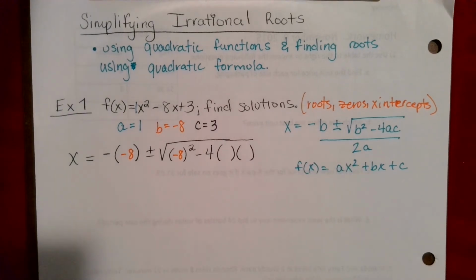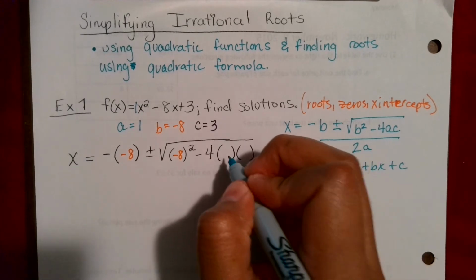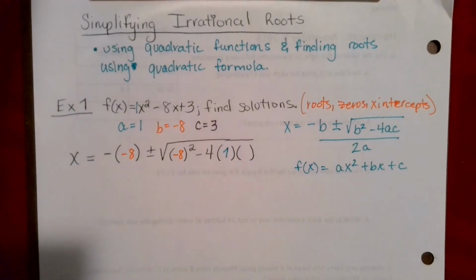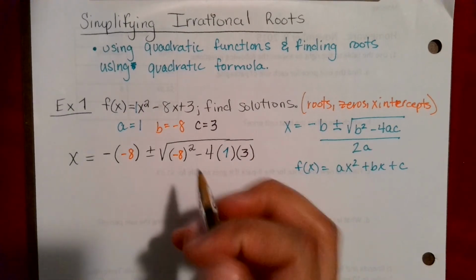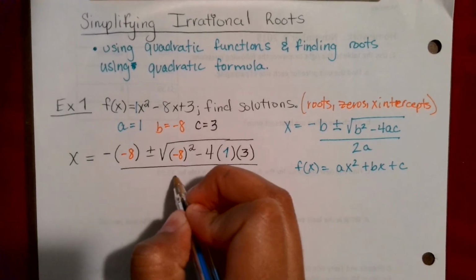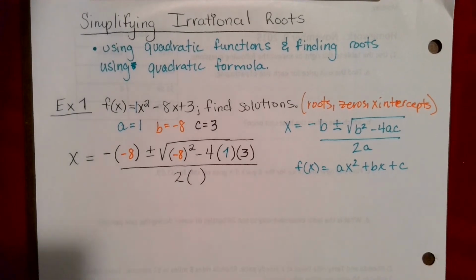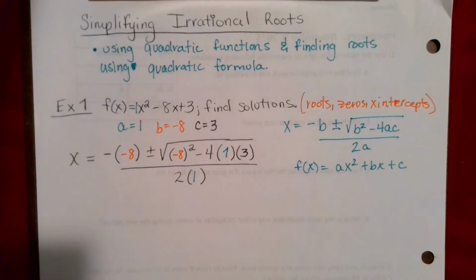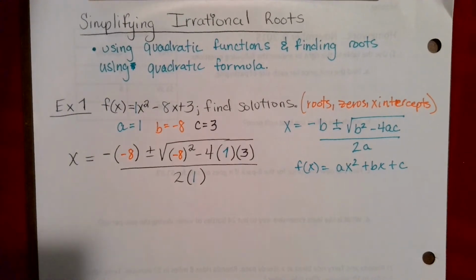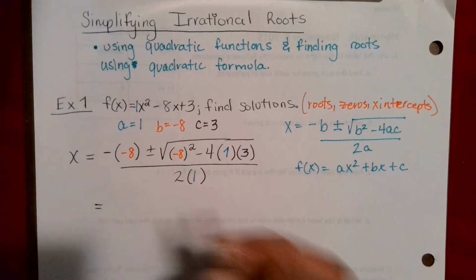So I'm going to plug in my a. My a is 1. My c is 3. And it's all divided over 2 times a. And my a is 1, like that. Alright, so we're going to go ahead and simplify this. So I'm going to simplify in the next step.